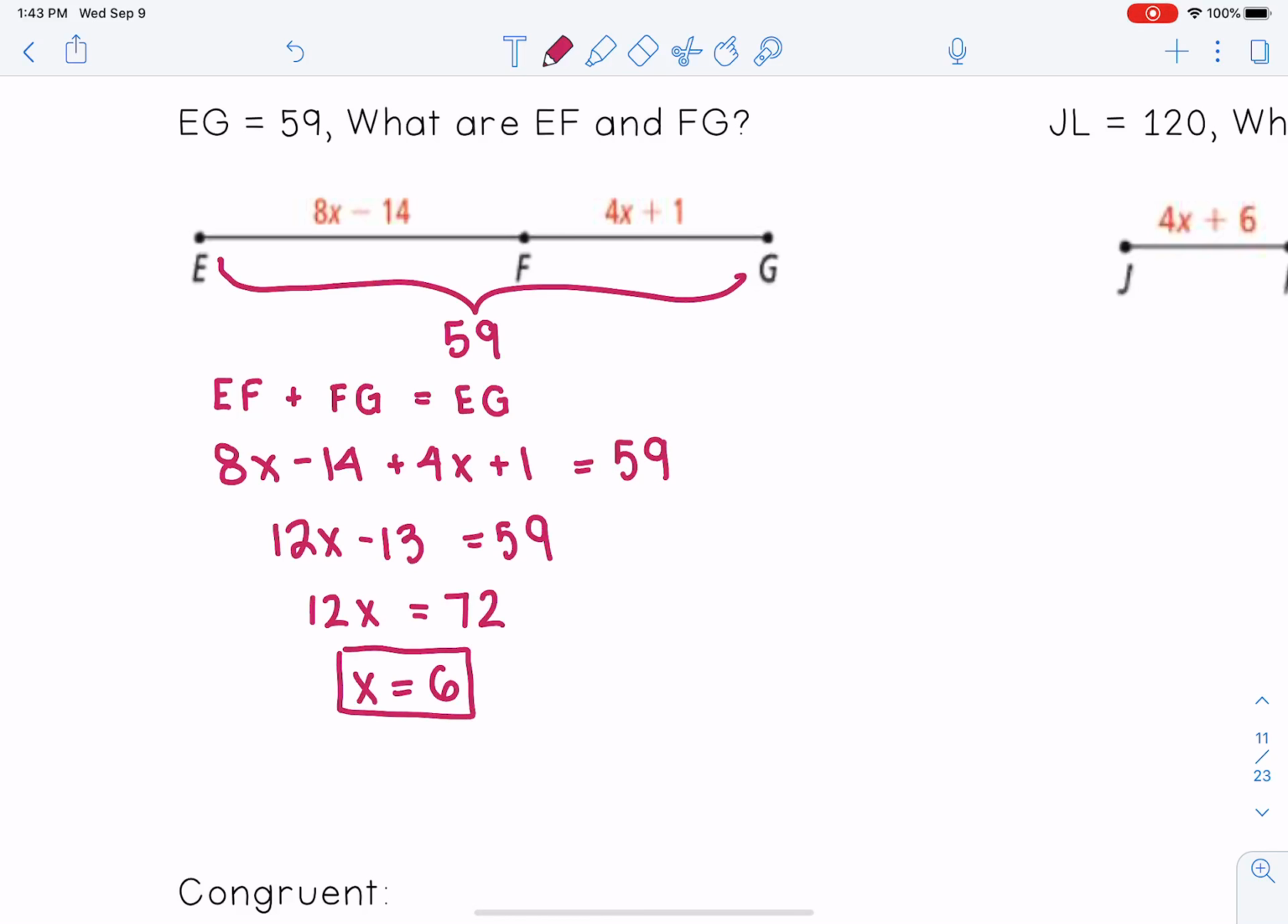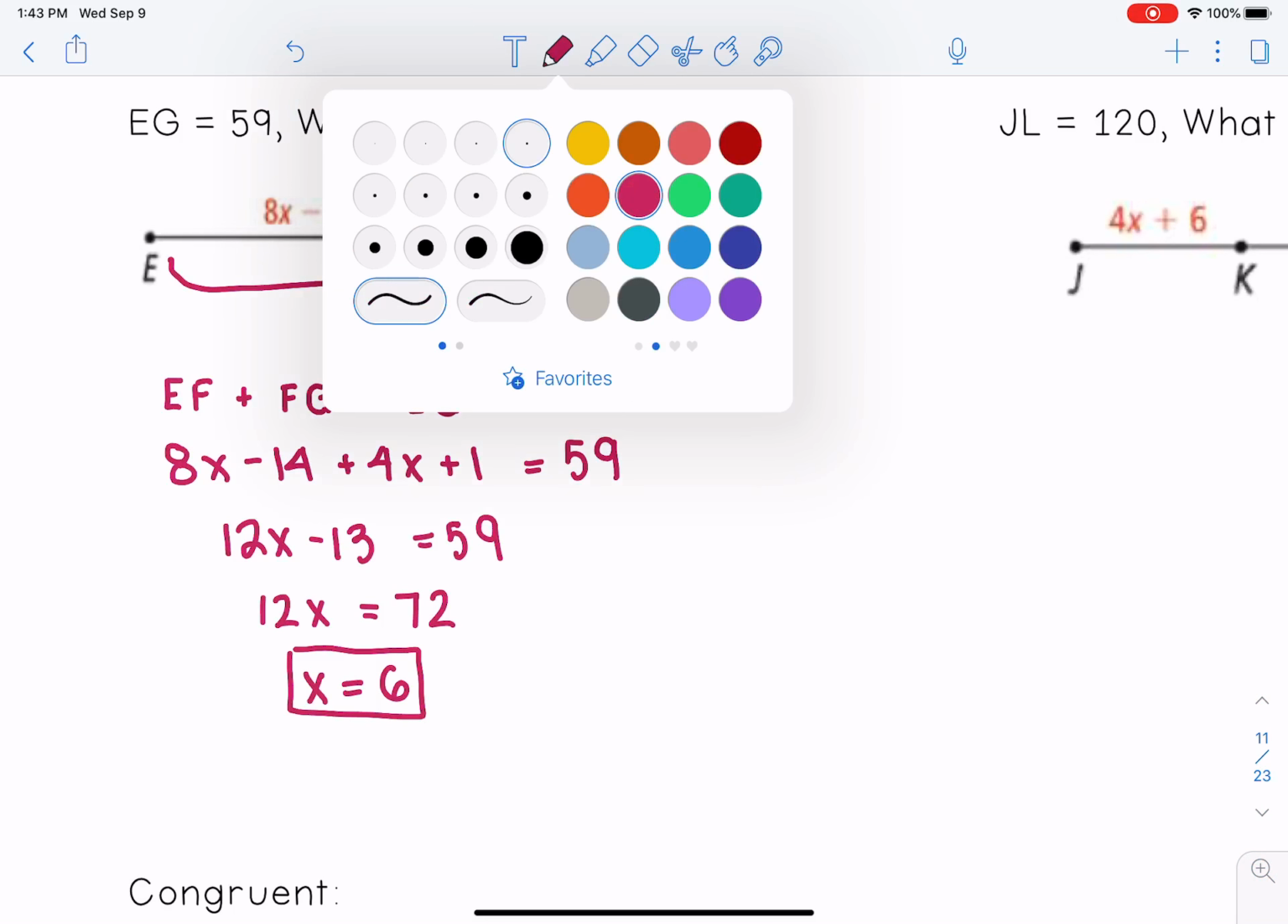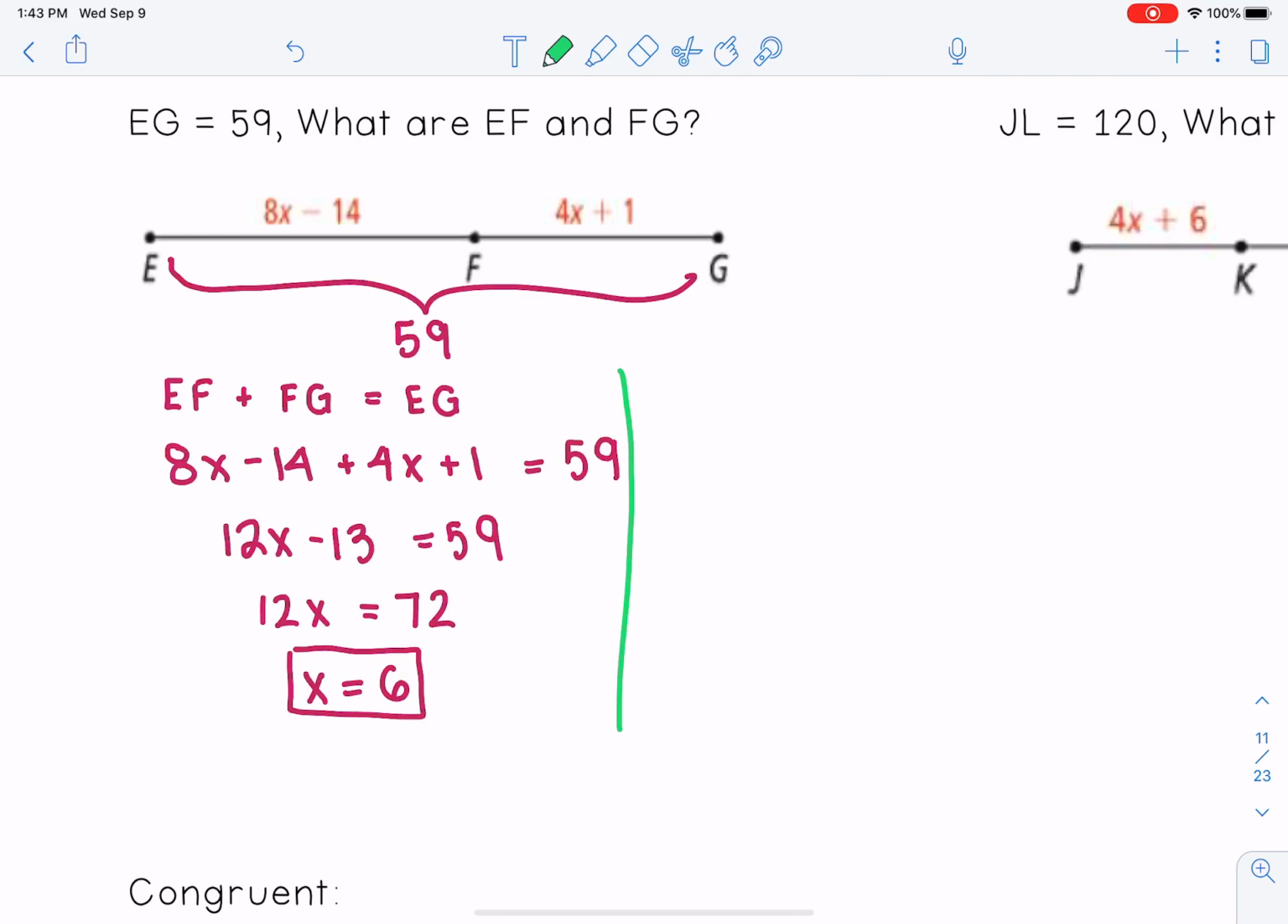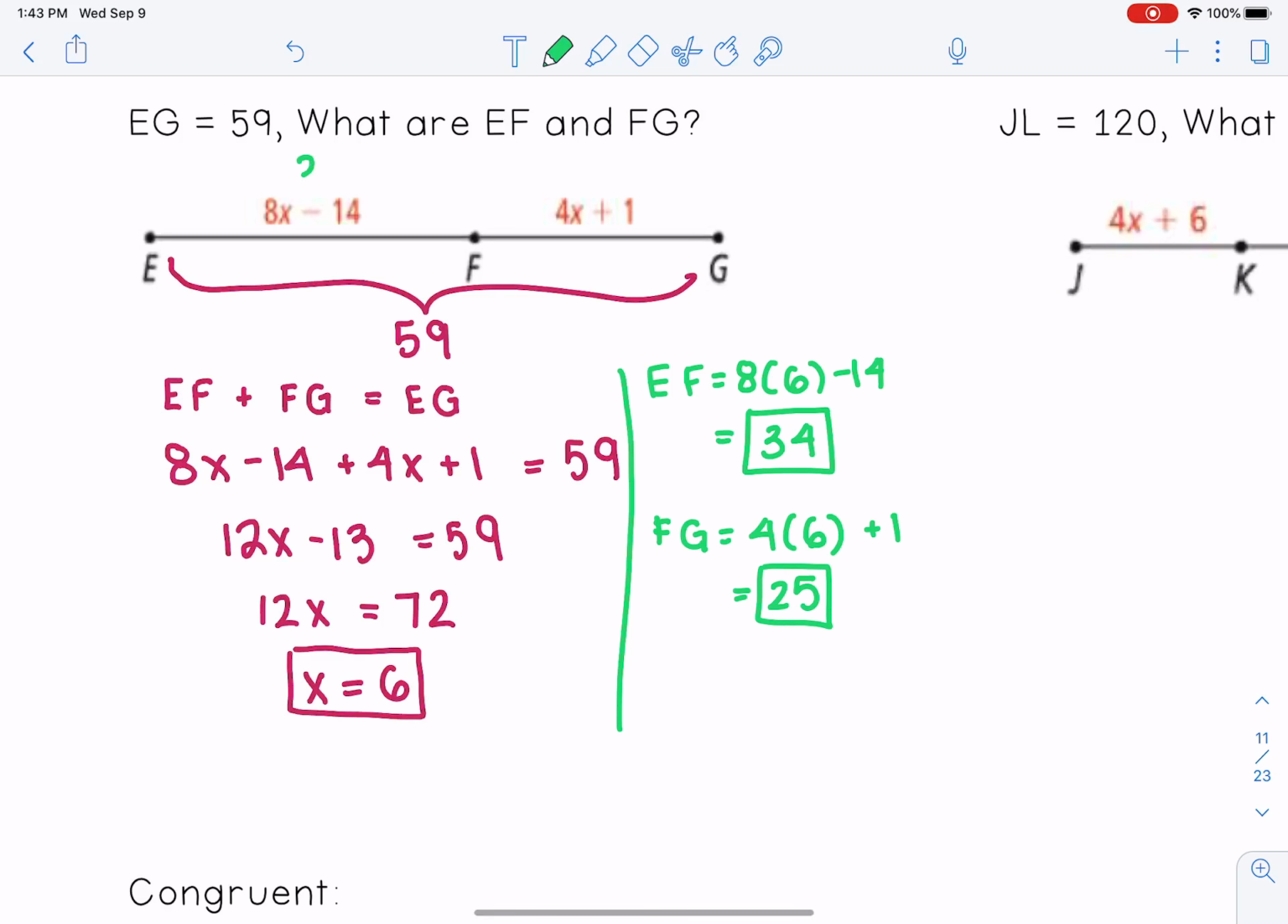But the question asked, what are EF and FG? So I'm going to take 6 and plug it back in. EF is 8 times 6 minus 14, which is 34. And FG is 4 times 6 plus 1, which gives us 25. So now I know 34 plus 25 is 59. I can check it by making sure that they add up. So yes, 34 plus 25 gives me 59.